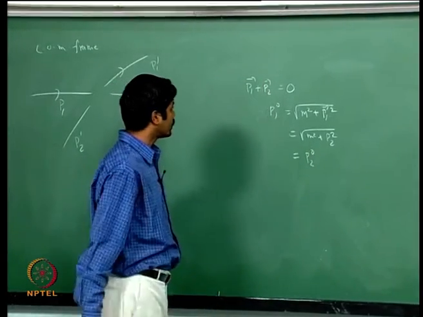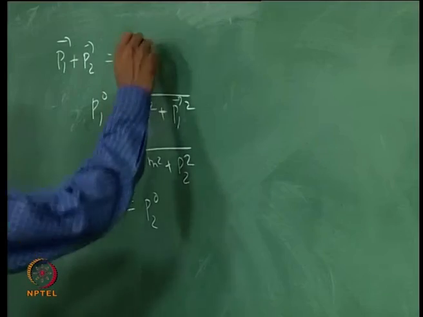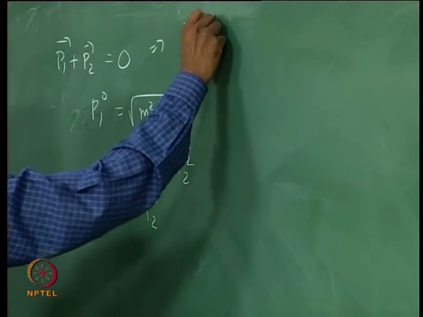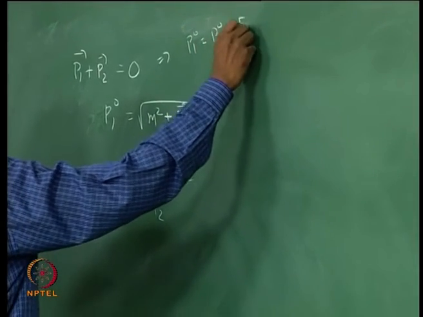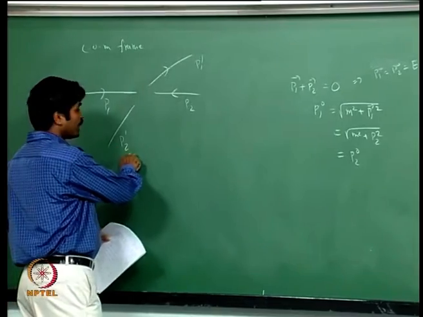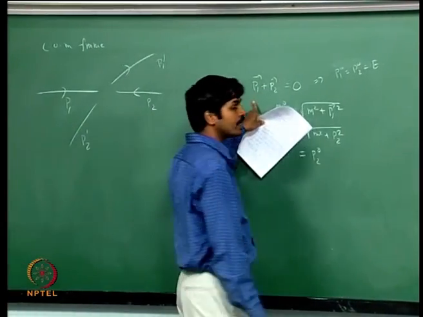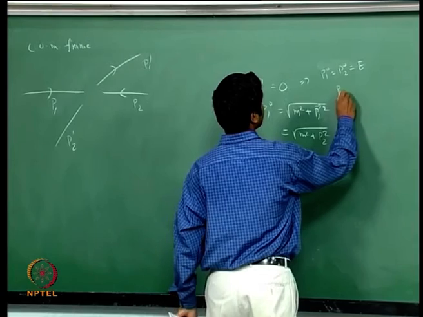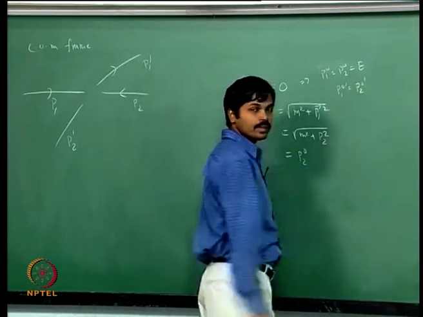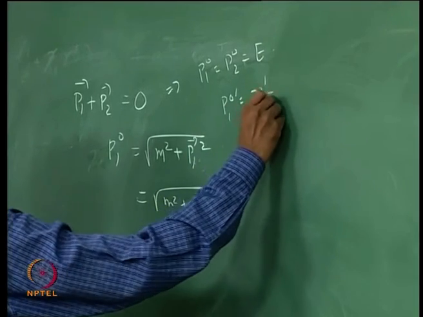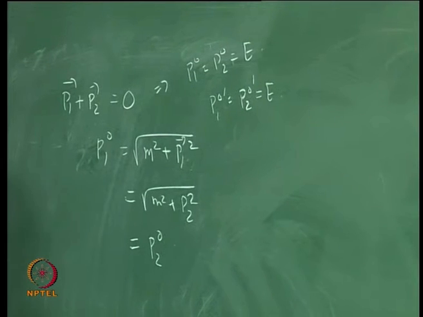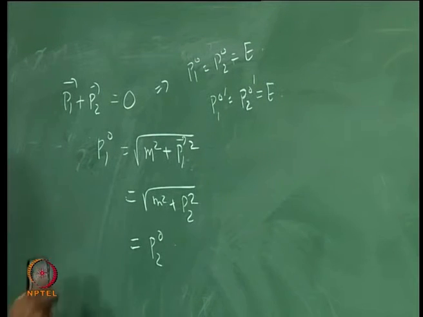So, this simply says that P1 0 is equal to P2 0, which I will denote as E. The total energy is conserved, and you can use the same argument, which will say that P1 0 prime is equal to P2 0 prime. Therefore, this also has to be equal to E. So, this is the conclusion that we got.